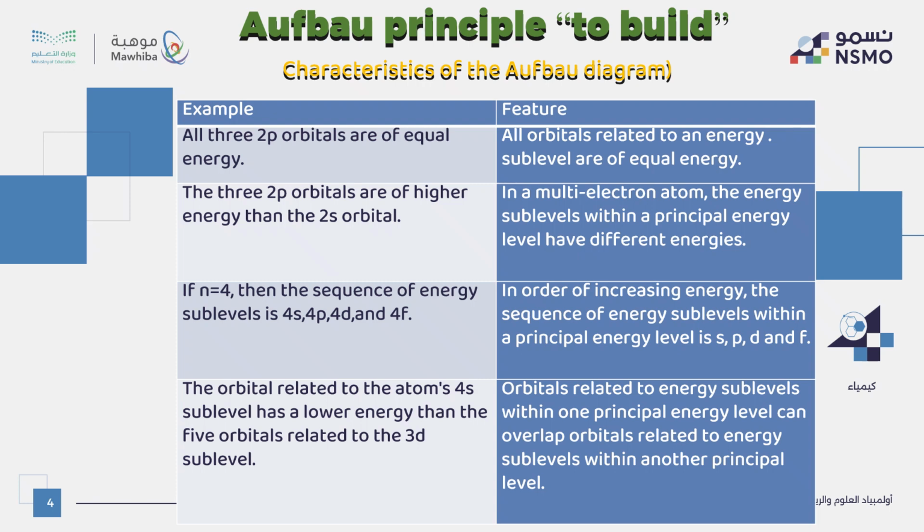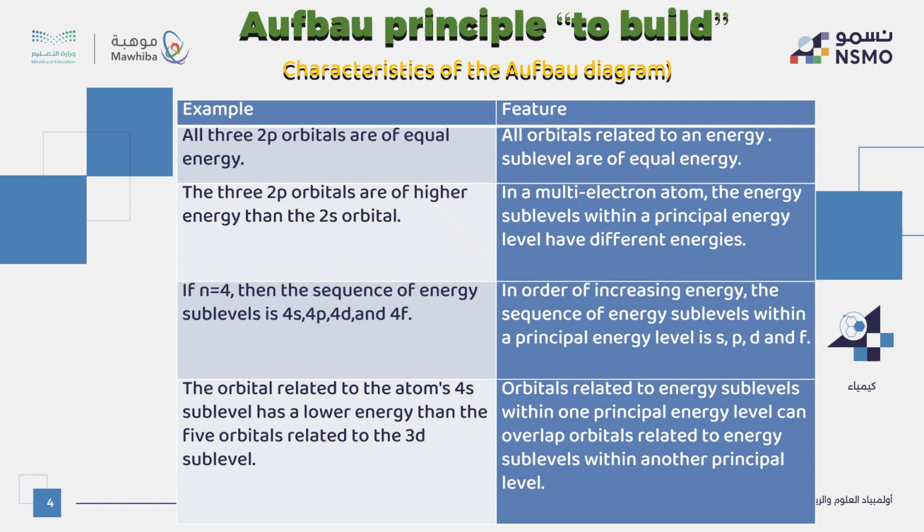Finally, the table explains an important overlap rule. It states that the 4s orbital has lower energy than the 3d orbitals, even though 4s belongs to a higher principal energy level. This is why electrons fill the 4s sublevel before the 3d sublevel in the Aufbau diagram. So this table helps us to understand why electrons fill orbitals in a specific order, and why the Aufbau filling order sometimes crosses between different energy levels.